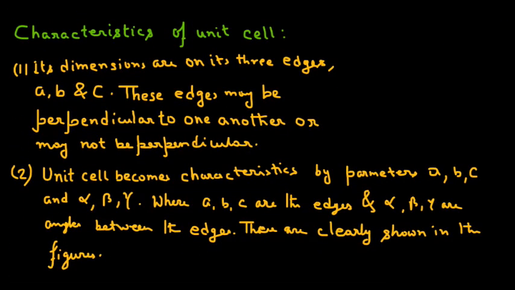Characteristics of unit cell. First, its dimensions are on its three edges A, B and C. These edges may be perpendicular to one another or may not be perpendicular. Second, unit cell becomes characterized by parameters A, B, C and angles alpha, beta, gamma, where A, B, C are edges and alpha, beta, gamma are angles between the edges. These are clearly shown in the figure.